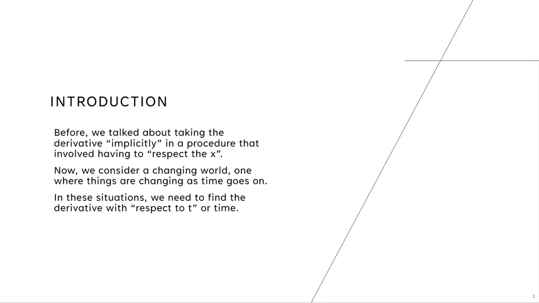Now, as we consider a changing world, ones where things are changing as time goes on, we're going to have to differentiate with respect to time, or t. So when we take our derivatives, we're going to take derivatives that sound like dy/dt and dx/dt. That'll allow us to figure out how things are changing as time goes on. Now, the trick is to try to come up with some sort of relationship between variables that we know information about and ones that we want information about.